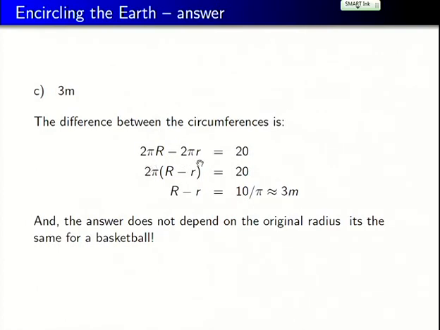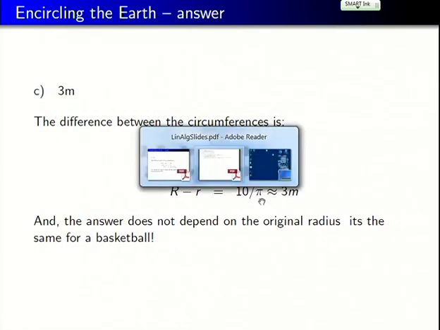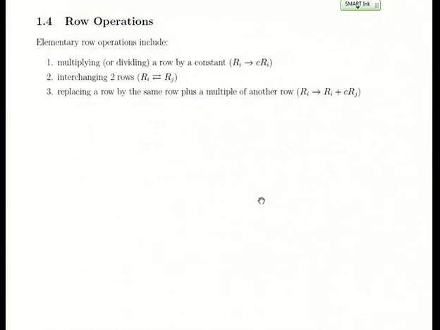The difference between the circumferences, it's just 2 pi r and 2 pi r, what you started with and what you finished with. The difference is going to be 20 divided by 2 pi, and you get about 3 metres. Isn't that amazing? Okay, there you go. All right.